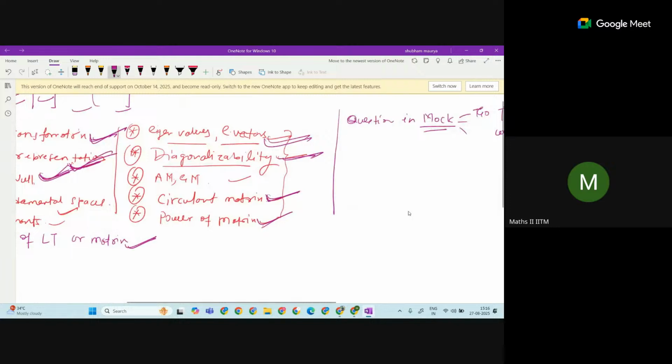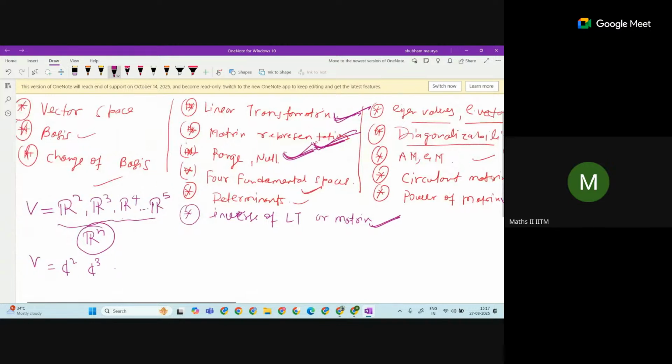So the mock is giving you a very good idea of which topics are more important. If you're not going through these other topics, it will not have that much impact, but you should surely go through the mock. Whatever topics the questions came from, you should be clear with those and practice the questions related to them.